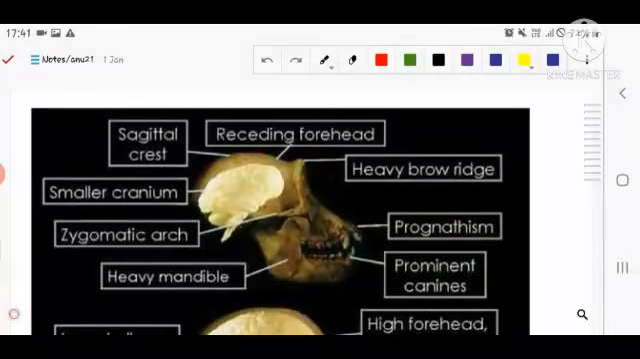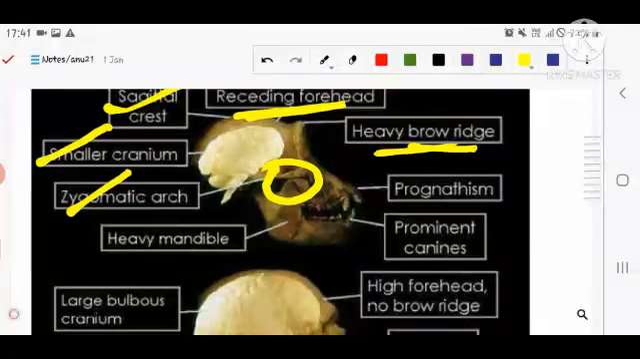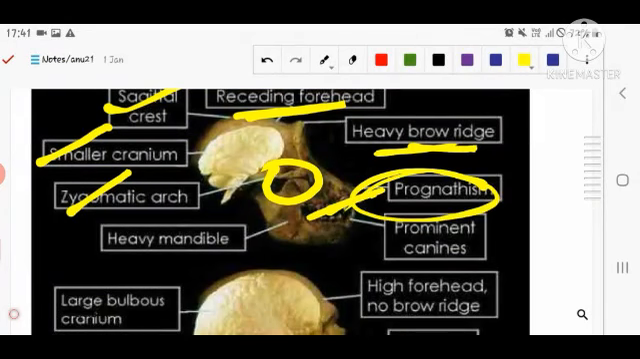What is the difference, how we basically evolved. Sagittal crest, smaller cranium, zygomatic arch are found here. Heavy mandible, receding forehead, heavy brow ridges, prognathism are found, and it means that it is prominent here. Prominent canines are also there.